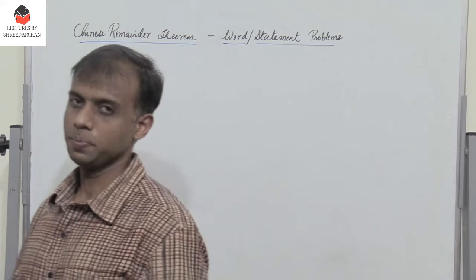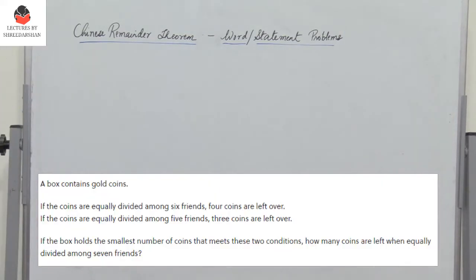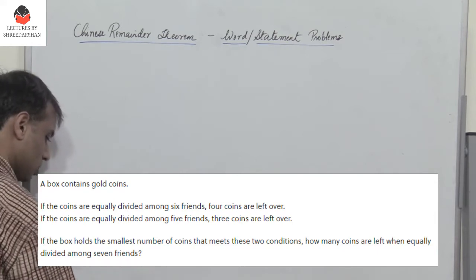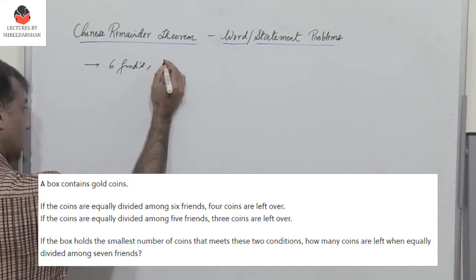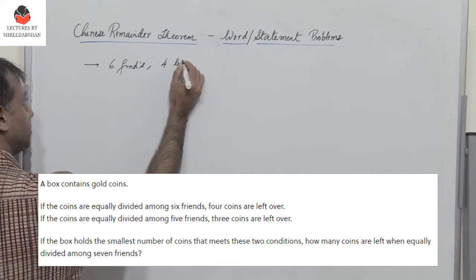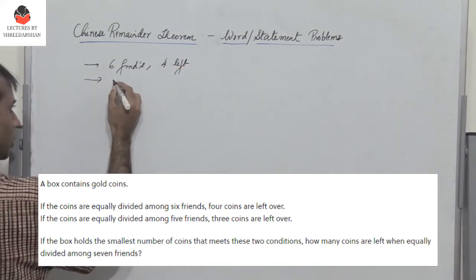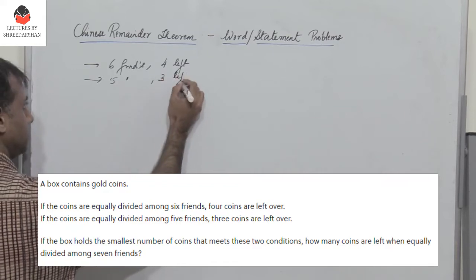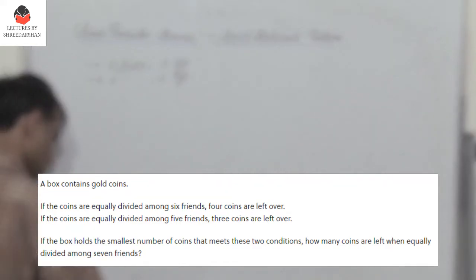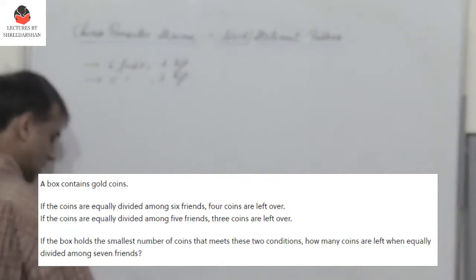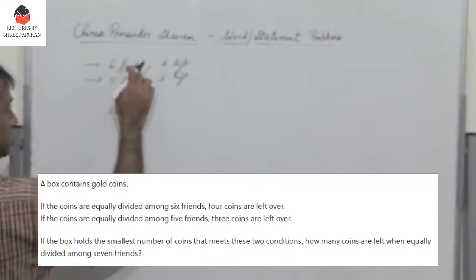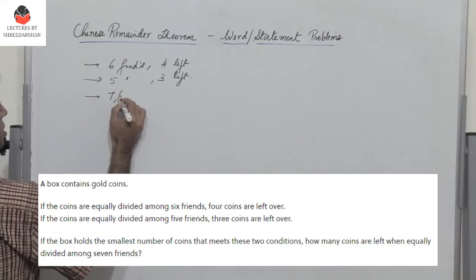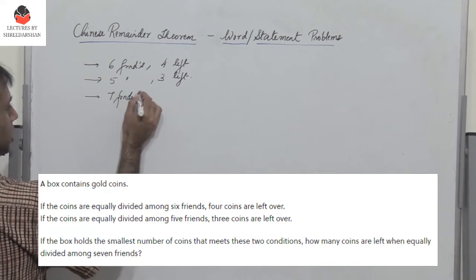The first one states that there is a box which contains gold coins. If the coins are equally divided among 6 friends, then there are 4 coins left. And if it is divided among 5 friends, there are 3 coins left. Find the smallest number of coins which meet these two conditions. And if there are 7 friends, how many coins does each of them get?